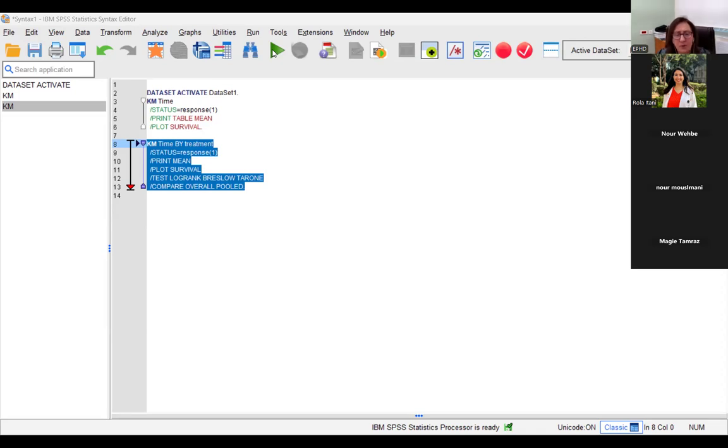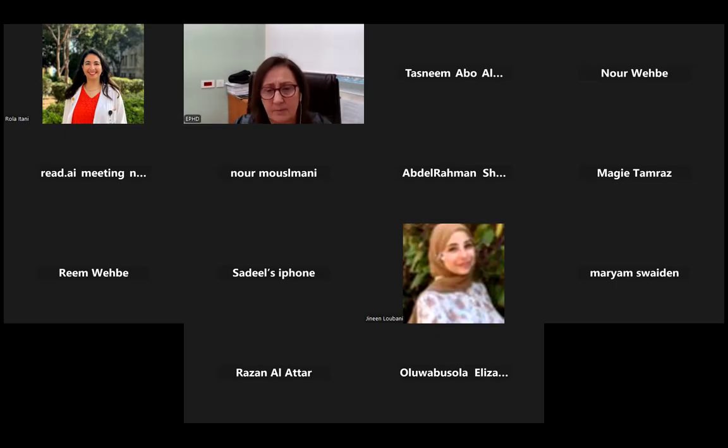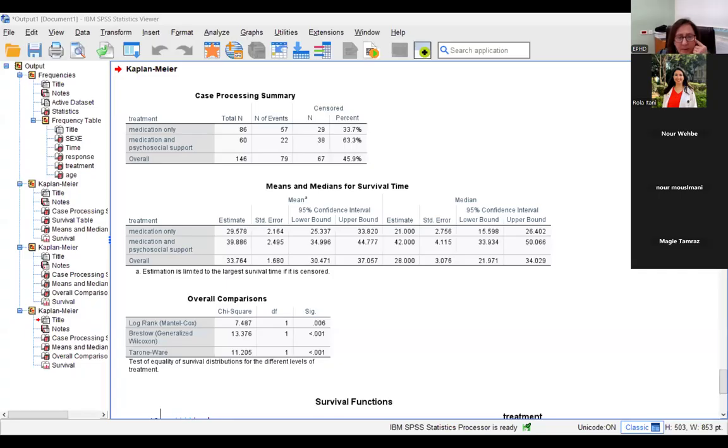Okay, so now you see my screen, right? You see the output. So this is the output. As we said, we have done the Kaplan-Meier by factor, meaning by medication only. Now we can compare the median and the mean survival time between those who took medication only and those who are on medication and psychosocial support.